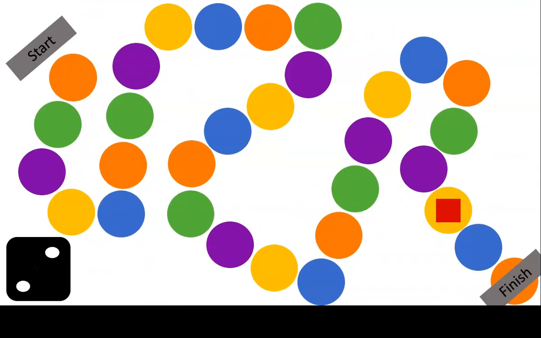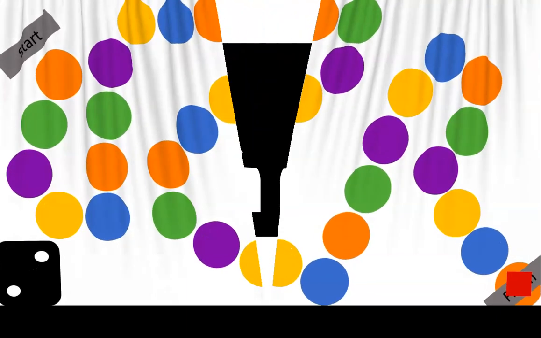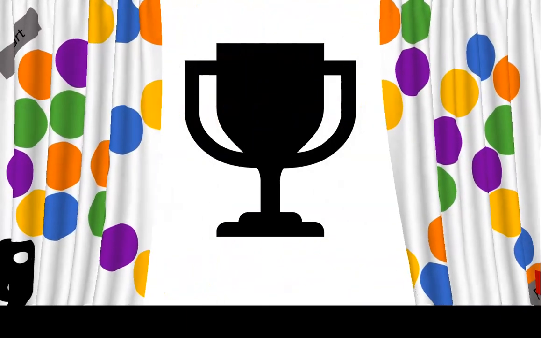Let's count our dots. 1, 2, and now let's move our game piece. 1, 2. Oh wow, we made it to the finish line. Congratulations, we won. Today we played a counting board game. We counted the number of dots on the dice and moved our game piece to the finish line. See if you have any board games around you that you can play. If you don't, you can use paper and markers or crayons to make a board game just like this.